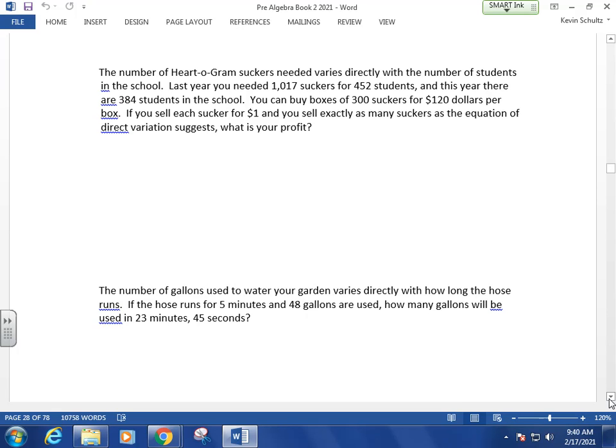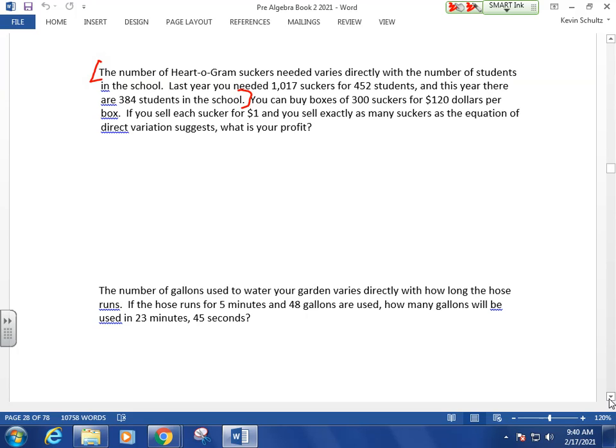So we set this up as kind of like a math word problem here. It says the number of heartogram suckers needed varies directly with the number of students in the school. Last year, you needed 1,017 suckers for 452 students, and this year there are 384 students in the school. Okay, this is kind of your what's my y, what's my x situation here. You can buy boxes of 300 suckers for $120 per box. If you sell each sucker for $1 and you sell exactly as many suckers as the equation of direct variation suggests, what is your profit?